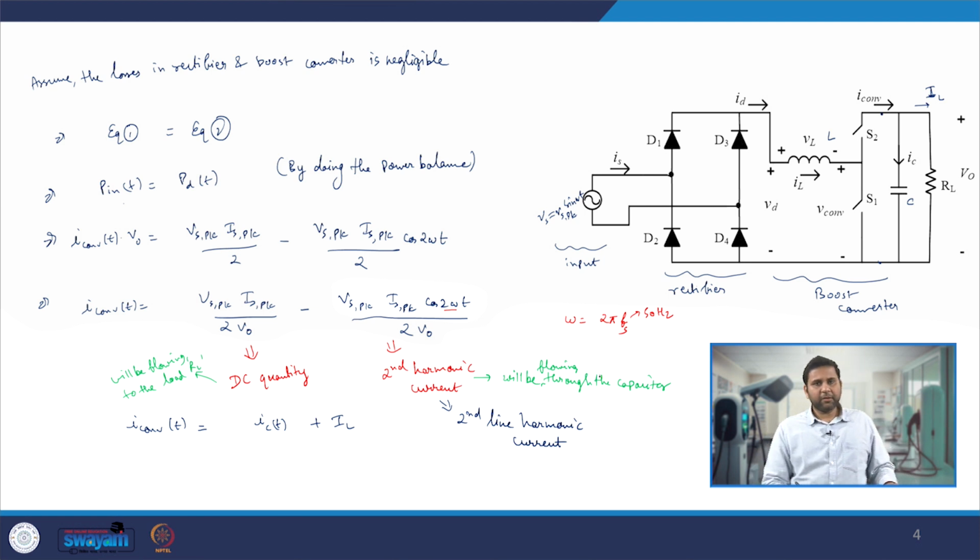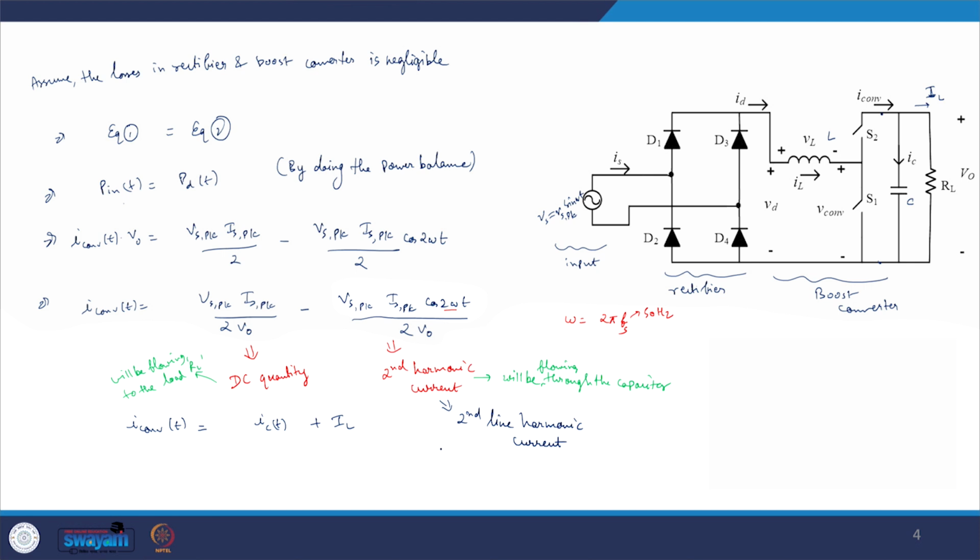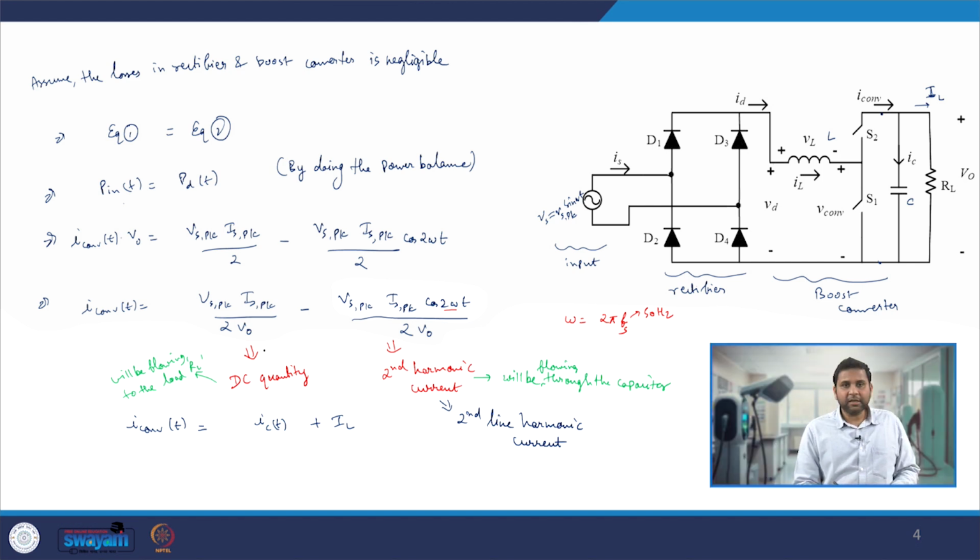Now what is the second line harmonic current? Line harmonic means it is the second harmonic of the line frequency, which is 50 hertz. Second harmonic of that means 100 hertz if we have 50 hertz, and if it is 60 hertz it will be 120 hertz. Since this second line harmonic current will be flowing through this capacitor, it is responsible for generating the ripple on that capacitor voltage. So what we have is a constant DC voltage, and over that there is a second line harmonic ripple which will be riding, and we will see how it looks.